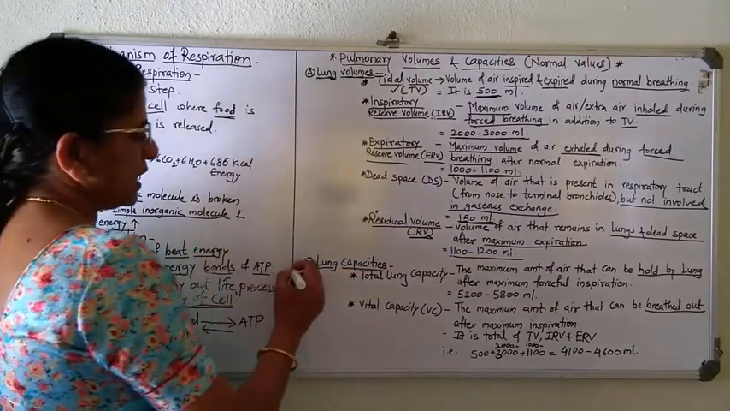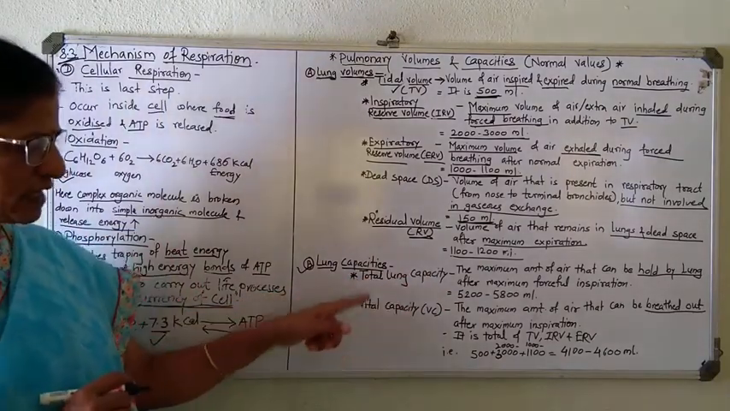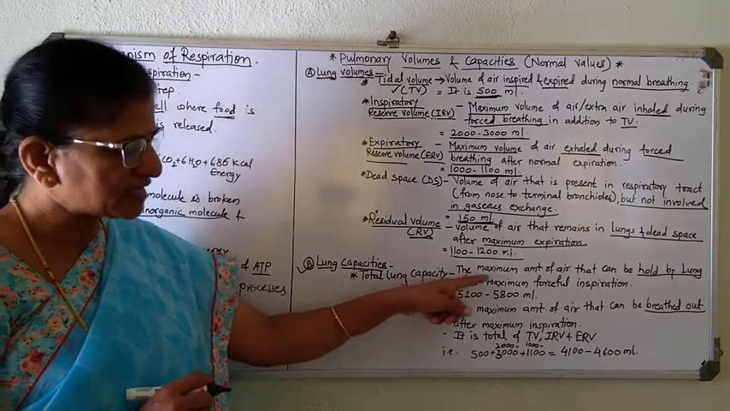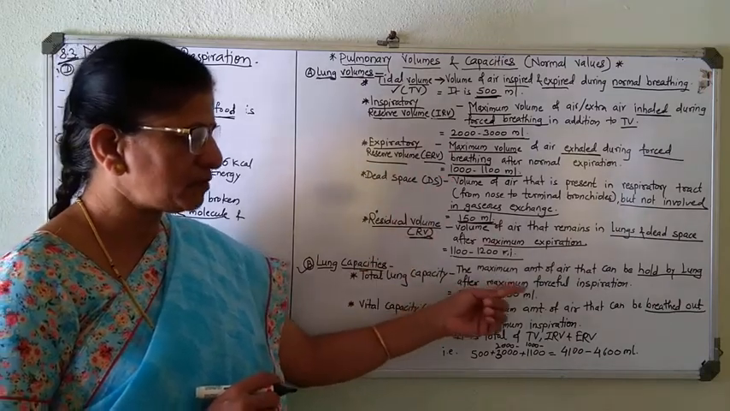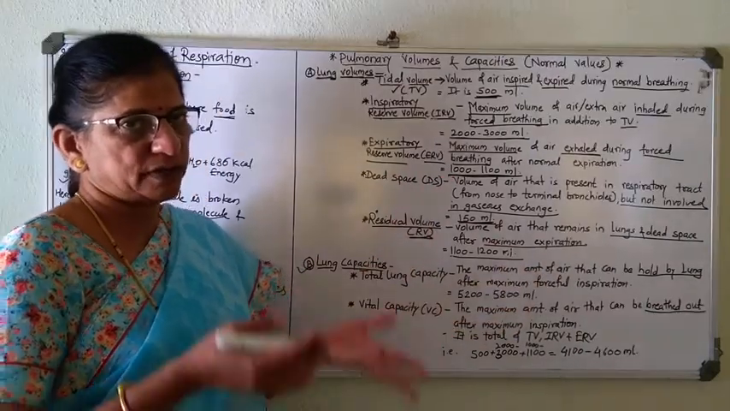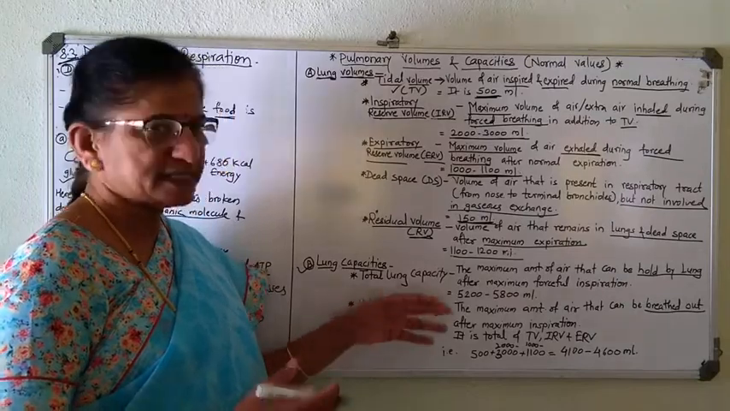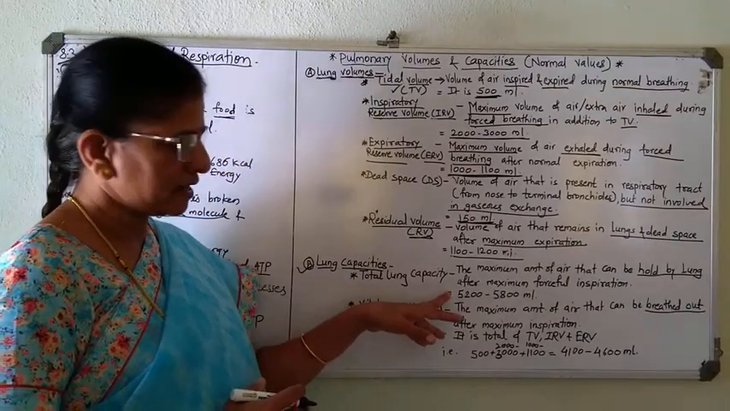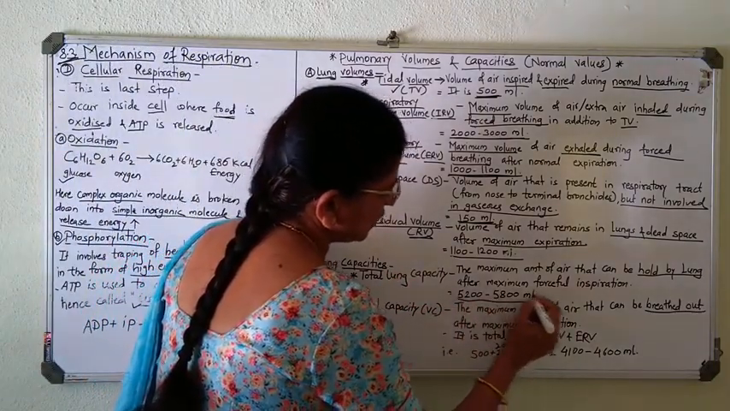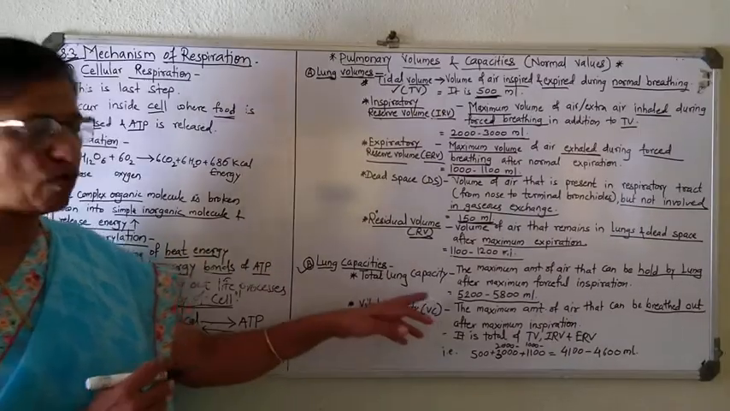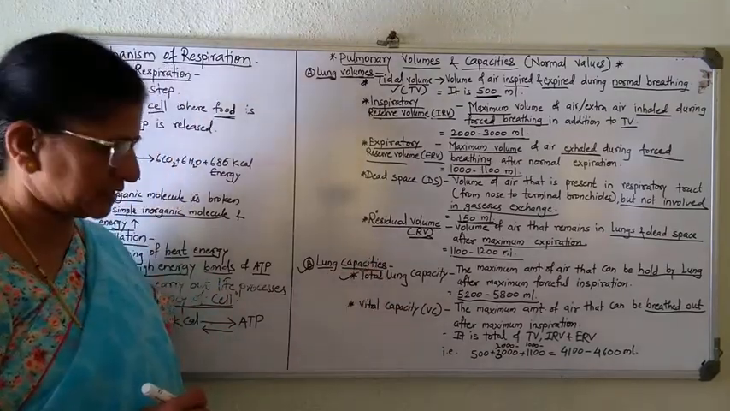Now we go to the lung capacities. The total lung capacity is also called TLC. It is the maximum amount of air that can be held by the lungs after maximum forceful inspiration. When you take a breath and hold the maximum amount of air inside your lungs, normally a person can hold about 5200 to 5800 ml of air inside the lung, and that is called total lung capacity.